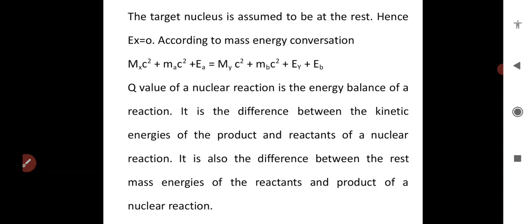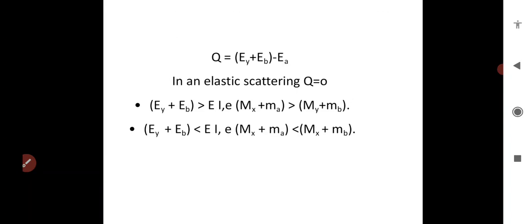That is Q equals Ey plus Eb minus Ea. In the elastic scattering, there is no change in energy and momentum, that is Q equals 0. Here there are two conditions. One is exergic and endergic reactions.